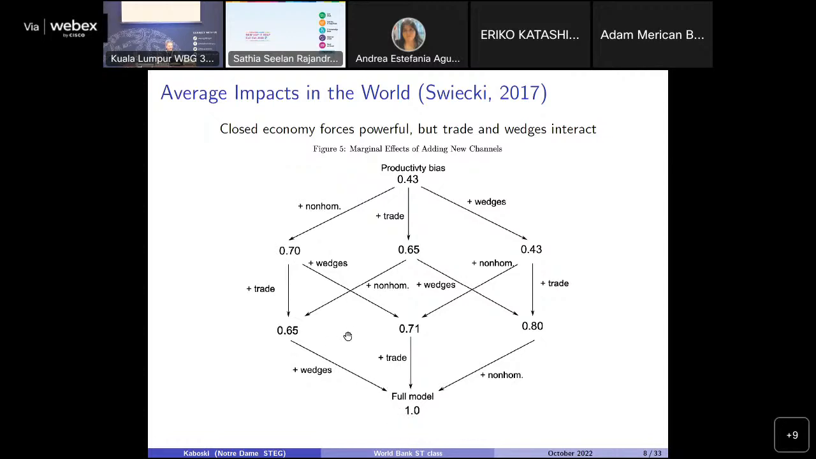Okay? And here you see that adding trade to a model with productivity biases and non-homotheticities actually moves you a step backwards. Adding wedges doesn't really change much, but doing both of them, either wedges and trade or trade and wedges, gets you an extra 30%. And so this is that the wedges and the trade interact to explain structural transformation patterns. Okay. So that's it for these additional sources in open economy.